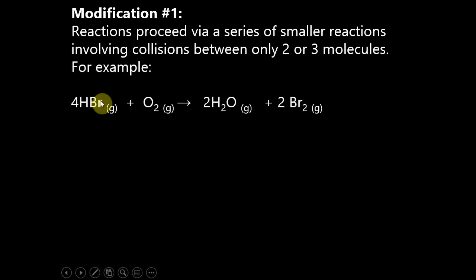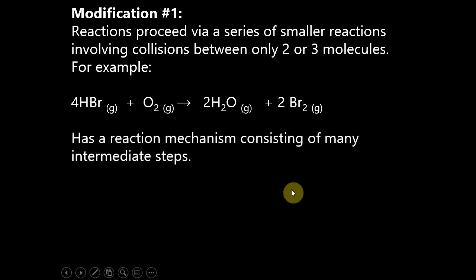All right. So in this example here, if I have hydrogen bromide and oxygen to give us water and bromine, again, if we've got 5 molecules that have to collide here simultaneously, maybe not going to happen. However, if one of these combines with one of these, that might happen a little bit more readily. We call that stepwise reaction a reaction mechanism, where the reaction proceeds in multiple intermediate steps.